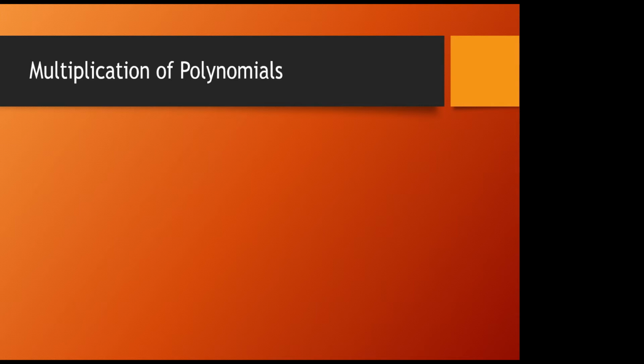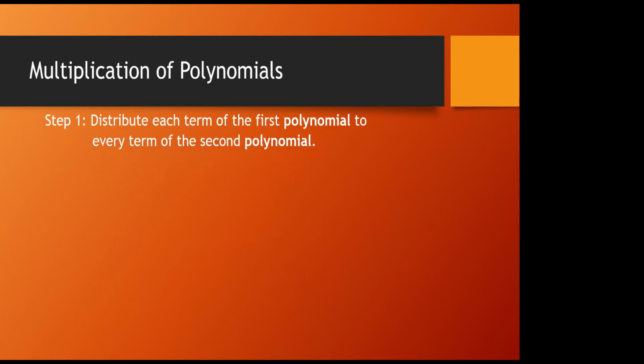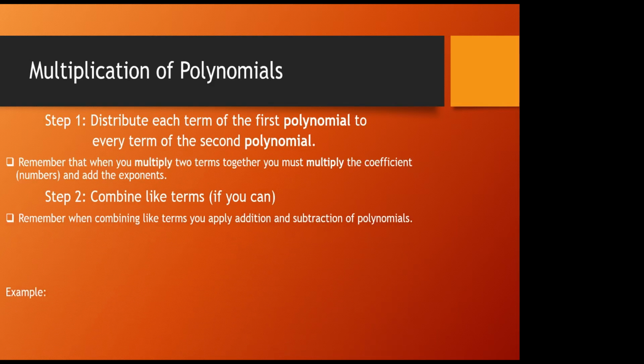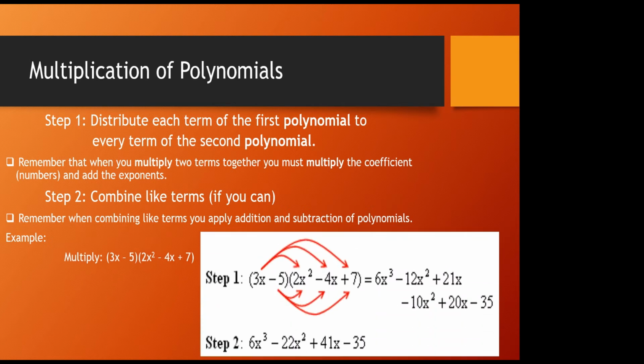Your skill in multiplication of polynomials is also very important when you solve problems involving polynomials. In this example, we will multiply 3x minus 5 times quantity 2x squared minus 4x plus 7. Step 1, we will distribute each term of the first polynomial to every term of the second polynomial. And then remember that when you multiply two terms together, you must multiply the coefficients or the numbers and add the exponents.